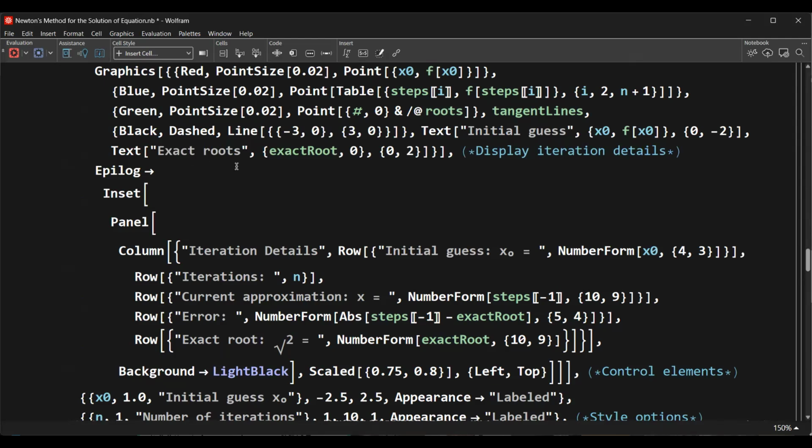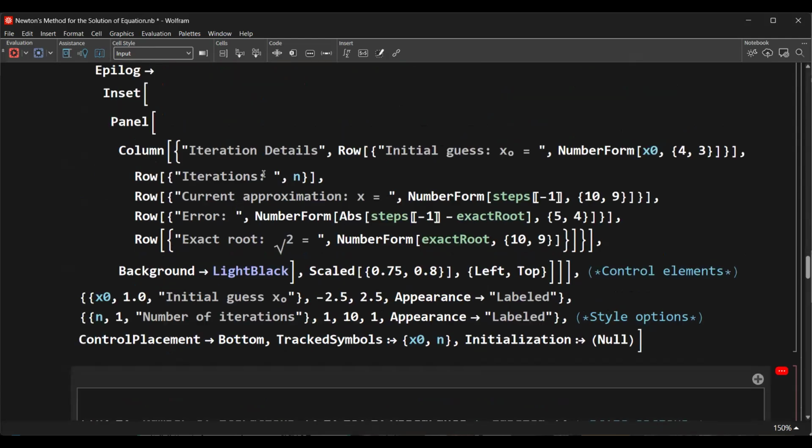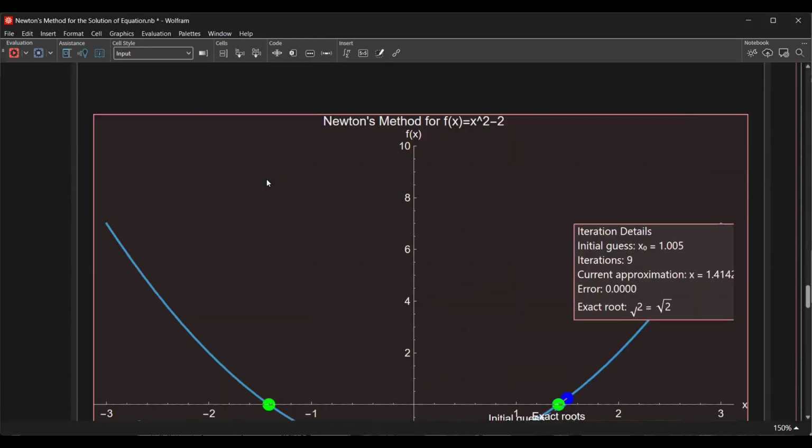Then we have the exact roots here at y equal to 0. So the root there is exact. Then we have the 0 here. This is also the initial guess. And we have the inset panel, and we have a column there. In the column, we write the iteration details here.